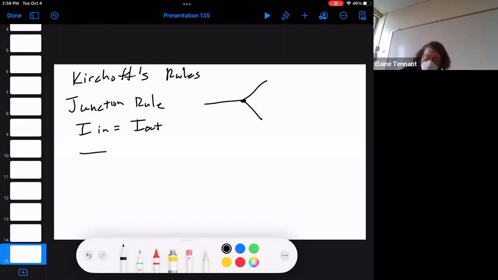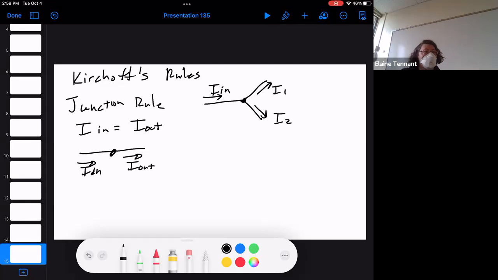So if I just have a straight wire and I pick a spot on it, the current into that spot has to equal the current out of that spot. That would be the boring example. But if you have an actual junction where you have a split, the current into that junction, I'll call it I_N, has to equal the current out, I1 and I2. So in this case, I_N would equal I1 plus I2.